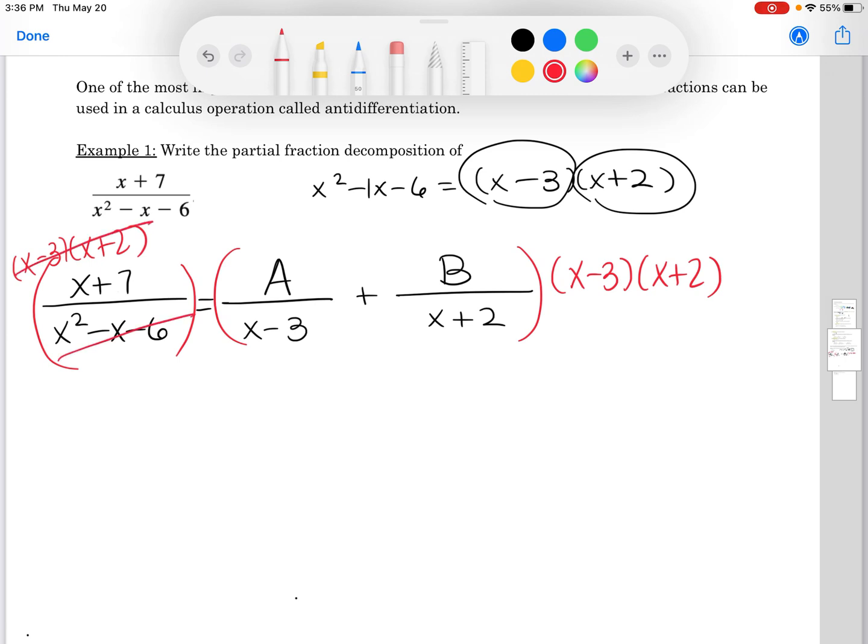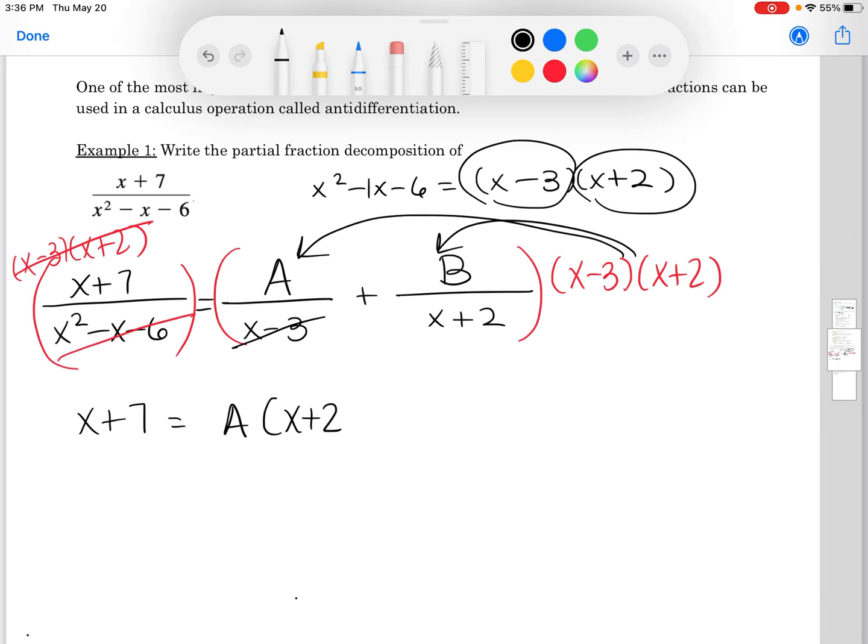The beauty of doing that is it's going to cancel out the denominator on the left-hand side. I'll get left with x plus 7. Over on the right, I'm going to distribute when I multiply that. So when I multiply to the first fraction, the x minus 3 will cancel. That'll give me a times x plus 2. When I multiply the second fraction, the x plus 2 will cancel. That's going to leave me b times x minus 3.